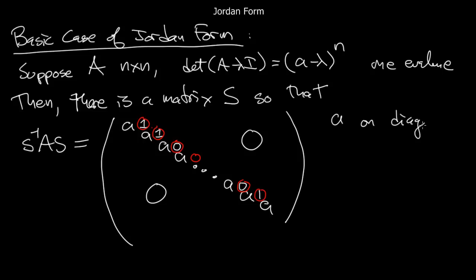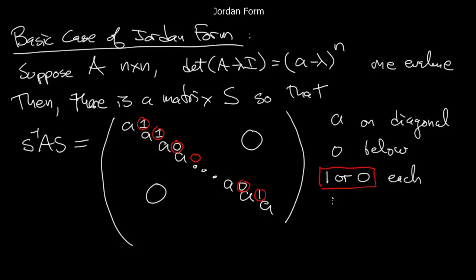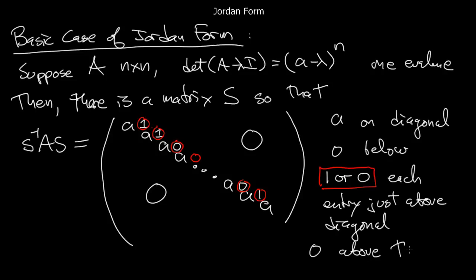So that is to say it has A on the diagonals, 0 below, 1 or 0 in each super diagonal. That's the key thing. The super diagonal is the diagonal just above the diagonal. And then everything above that is 0. So it turns out, that's a theorem, that you can always find a basis which puts the matrix into this form.